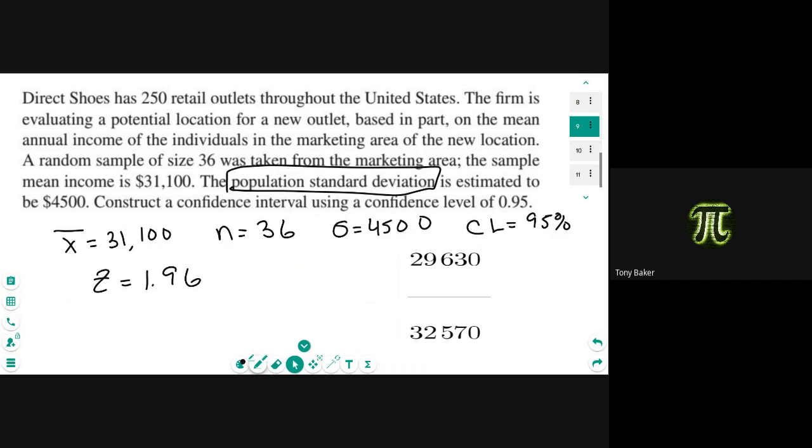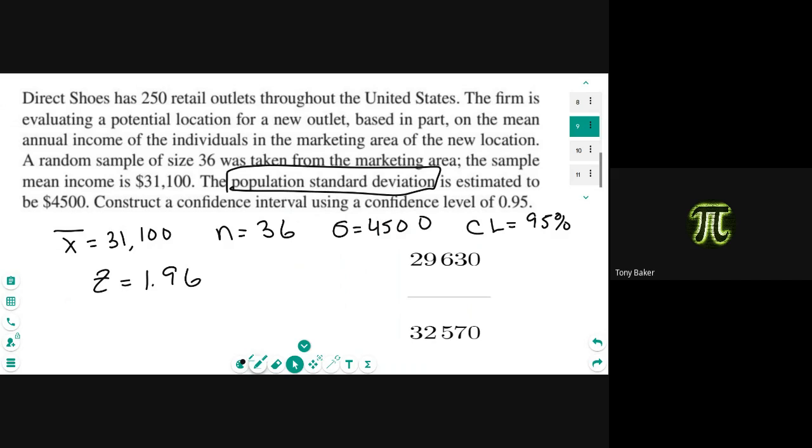I'm so confused. Where are you getting confused? I don't know. I thought I was starting to do good. X is the 31,100. Yeah. The standard deviation is 4,500. The Z is the 95%. Yeah, which ends up giving you the 1.96. Right. But then I just got so confused. So the only thing you missed was N. I didn't know if it was the 250 or if it was the 30. Well, it says a random sample size of 36.